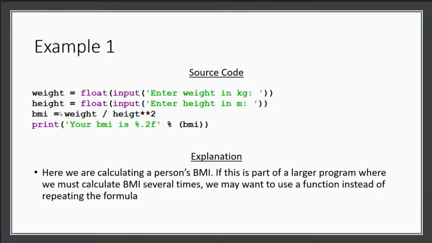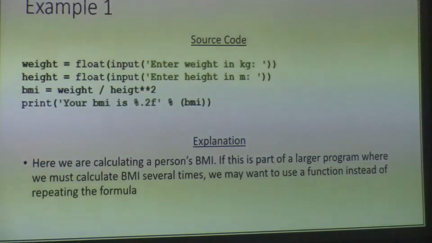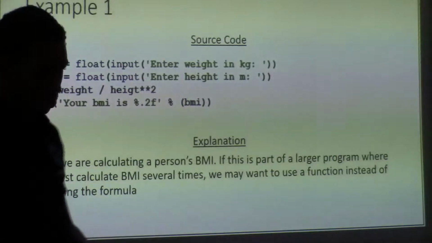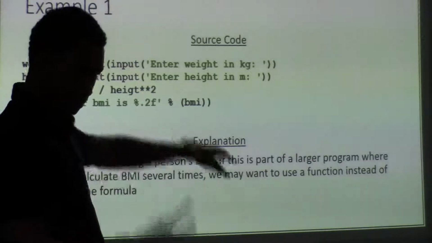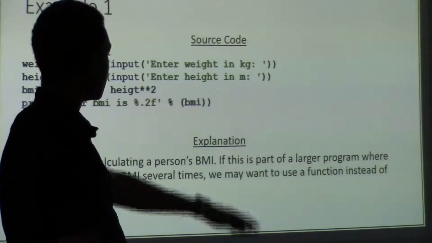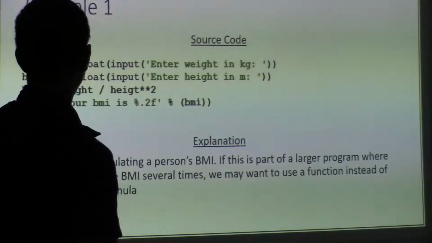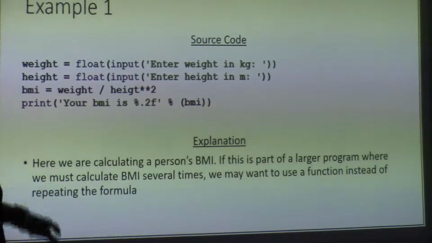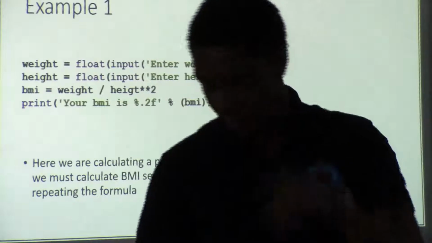So let's look at example 1. Remember our very first question: we ask our user for the weight in kilograms and the height in meters, both stored as a float, and then BMI equals weight divided by height squared. Then we print out your BMI is whatever to 2 decimal places. Here we are calculating a person's BMI. If this is part of a larger program where we must calculate BMI several times, we may want to use a function instead of repeating the formula.